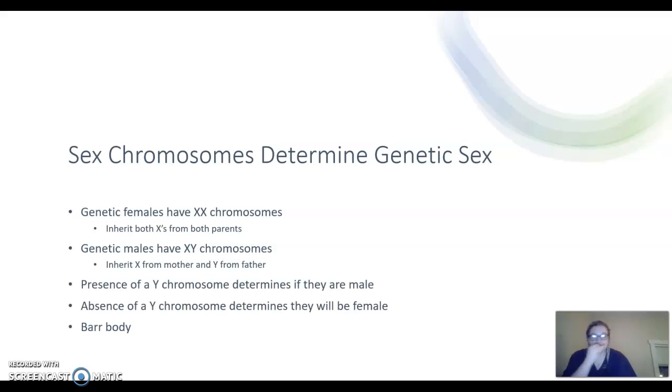In females, if there is an absence of an X chromosome, then it's considered Turner syndrome. And when an X chromosome in each cell of a female's body is inactivated and condensed into nuclear matter, that is considered a Barr body.